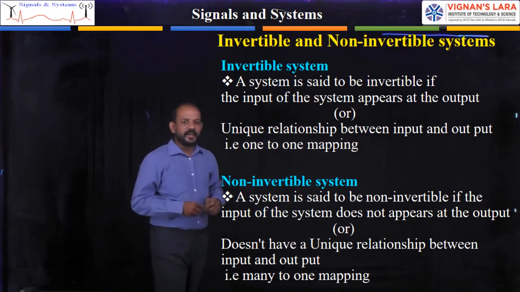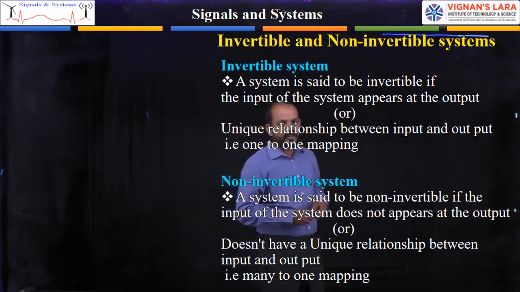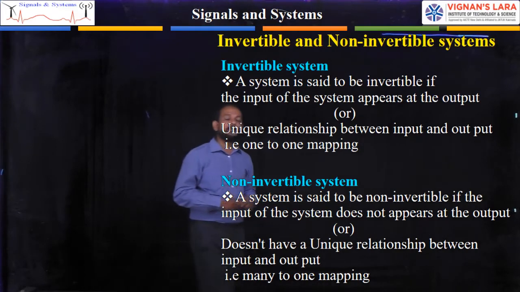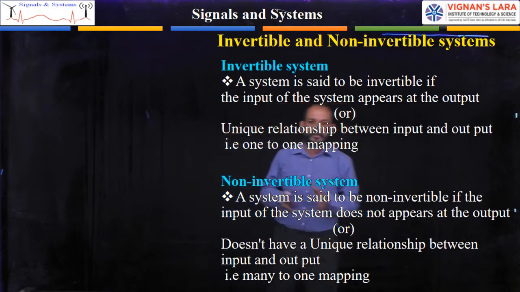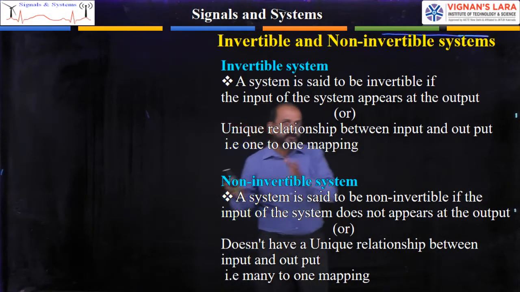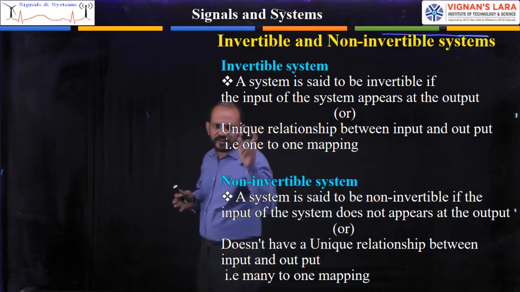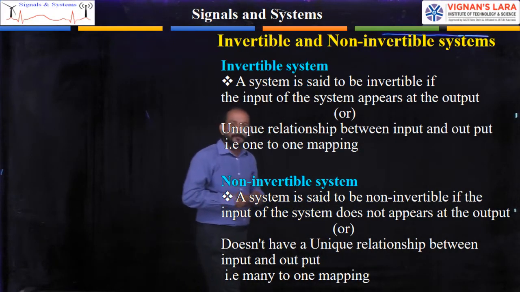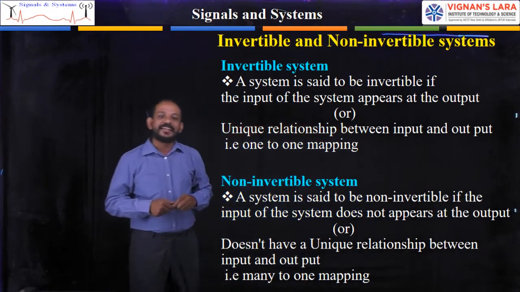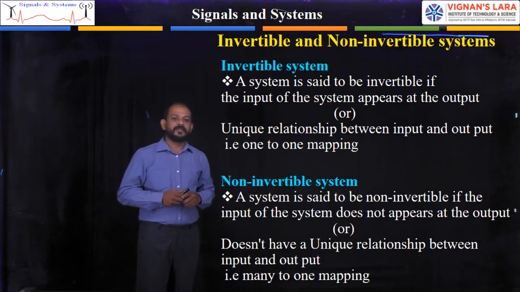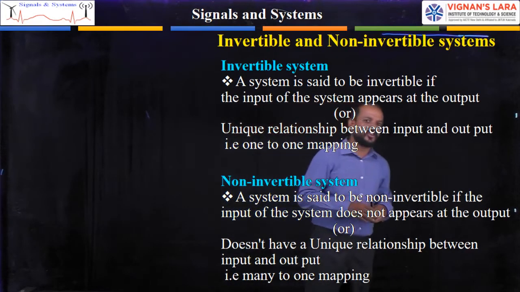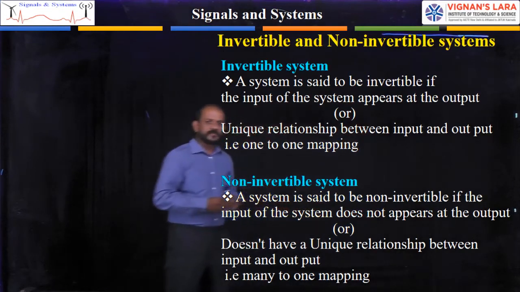For your better understanding, I will explain the invertible system like this. If there is a unique relationship between input and output, then the system is invertible. There is a one-to-one relation, hence it is nothing but one-to-one mapping. So I have given two definitions for an invertible system. You can write any one of your choice, whichever is easier for you.